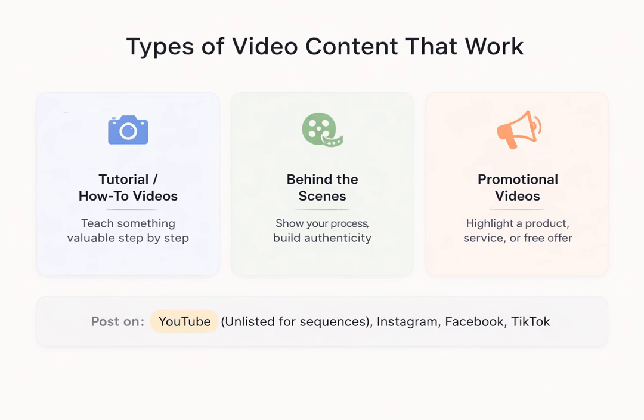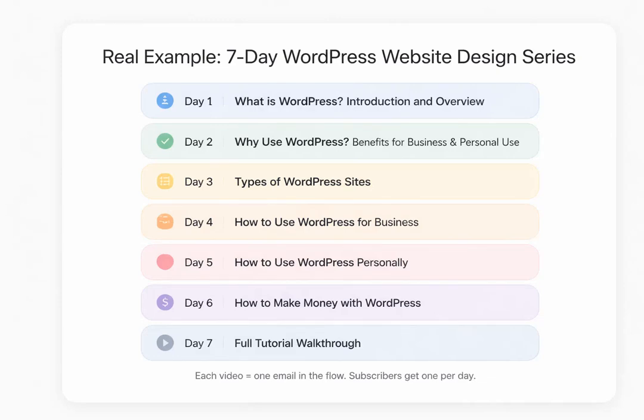For a day-by-day email sequence, you can upload your videos to YouTube as unlisted, meaning they're not publicly searchable, and then send the links day by day through your email flow. Let's look at a real example.